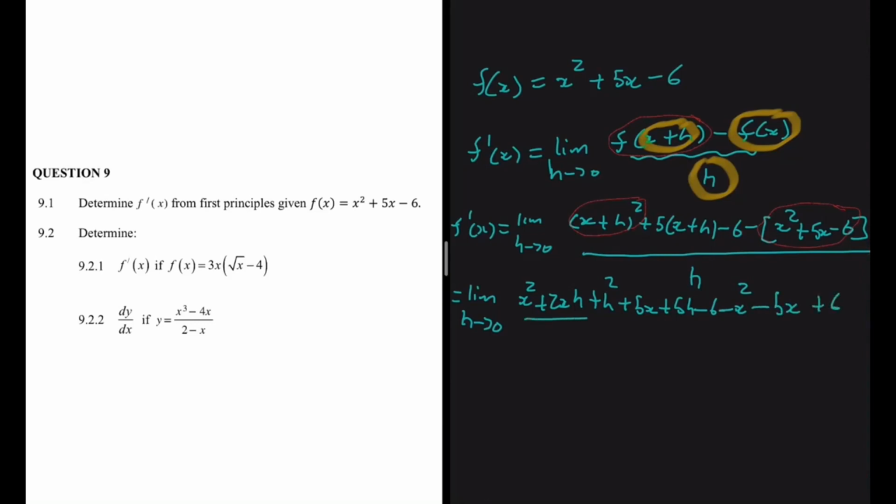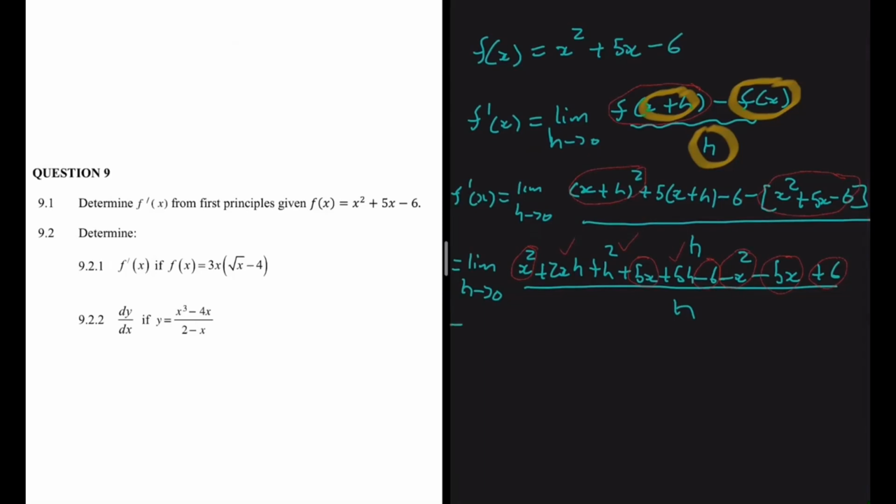And then let's divide everything by h. What's going to happen now? Every term that doesn't have h is supposed to fall apart at this step, right? If you can see here, we have x squared, and then here we have minus x squared, so that will give us 0. And then we have plus 5x, and then minus 5x, that will give us 0. We have minus 6, we have plus 6, that gives us 0. So what we're left with here is just 2xh plus h squared, plus 5h, right?